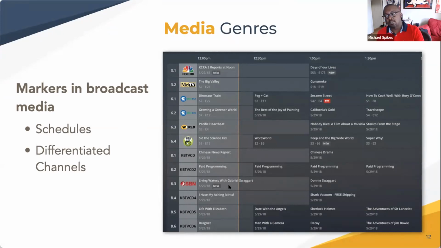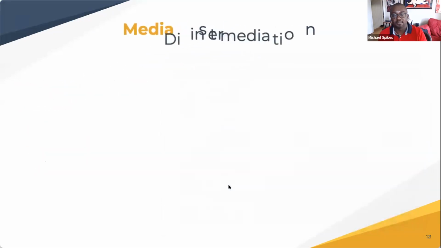Some of these structures are also available online. Streaming platforms like Hulu and Netflix might provide multiple markers, such as genre markers, to let viewers know and make choices about the types of programs they want to get.